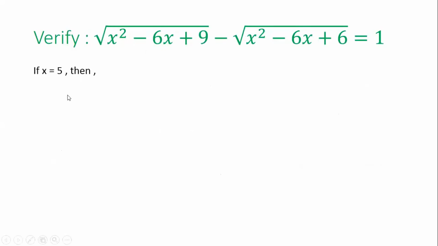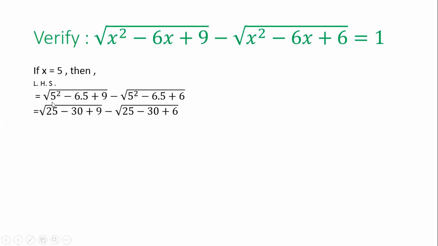Verification. If we put the value x equal to 5, then we get left hand side root over 5 square minus 6 into 5 plus 9 minus root over 5 square minus 6 into 5 plus 6. Here 5 square means 25, 6 into 5 means 30.